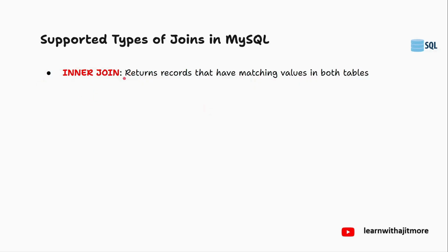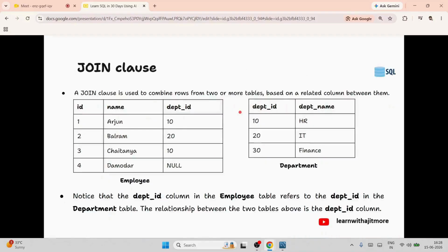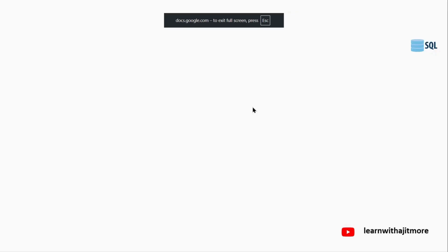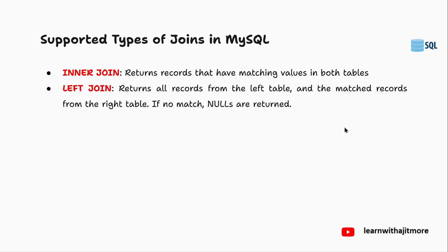First is inner join. Inner join will return only the common records, those which are matching in their value in the common column. So it returns records that have matching values in both tables. Getting, no? So in our case, only the records which are matching, this 1010, 2020, and this 1010. Inner join concept here: returns records that have matching values in both the tables.